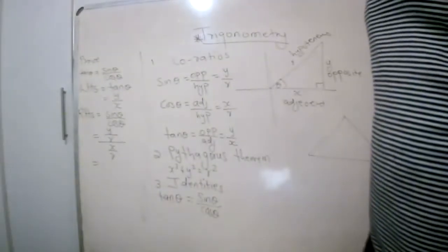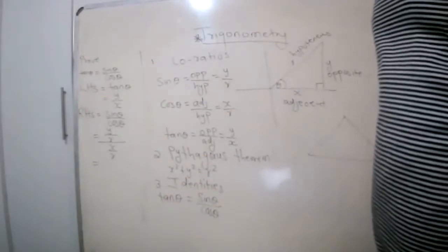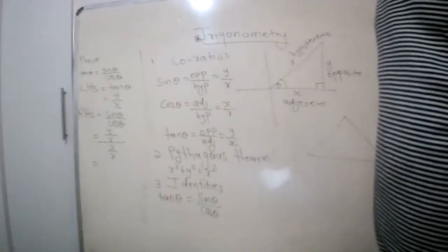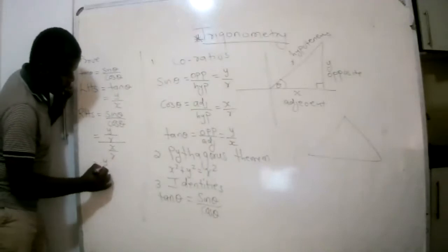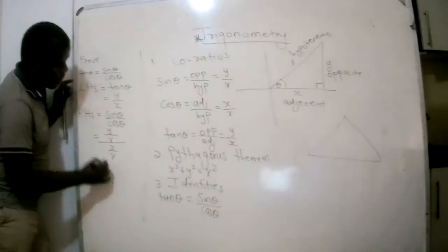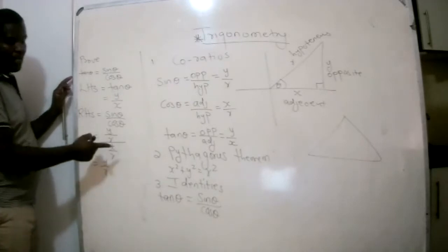We have to use what is called a reciprocal theorem. You must not forget about that theorem. It's called the reciprocal theorem, so let's use the reciprocal theorem on this question. If we use the reciprocal theorem, we're going to have y divided by r. Then this big division here, we must change it to multiplication.